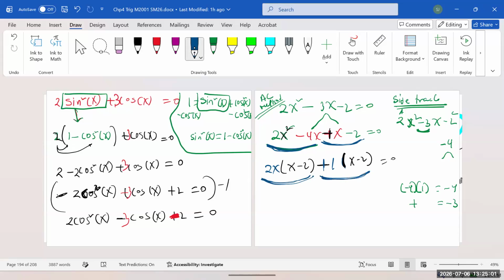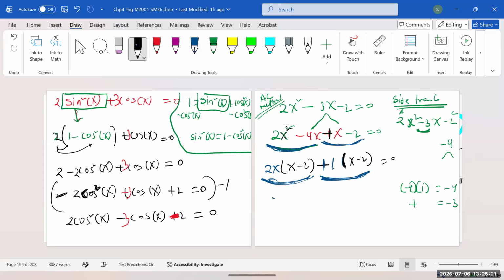Probably they will give you this one also with AC method. You're supposed to know the AC method. Come on, you just came from algebra. Every algebra student must know AC method. So same two groups. What do you see now? Do you have anything in common?